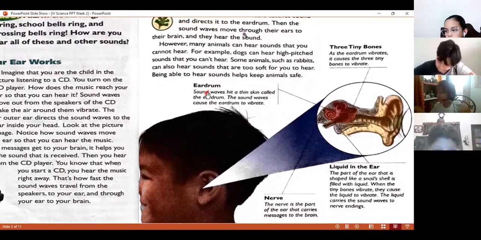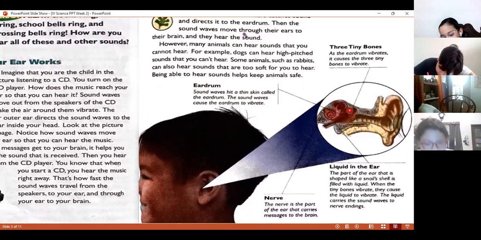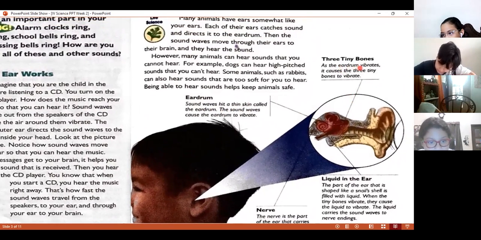So now, the eardrum. It says the sound waves hit a thin skin called the eardrum, that it's here. The sound waves cause the eardrum to vibrate. Now all of them are working together. When the eardrum vibrates, it causes the 3 tiny bones to vibrate also. So the eardrum vibrates and then the 3 tiny bones vibrate.